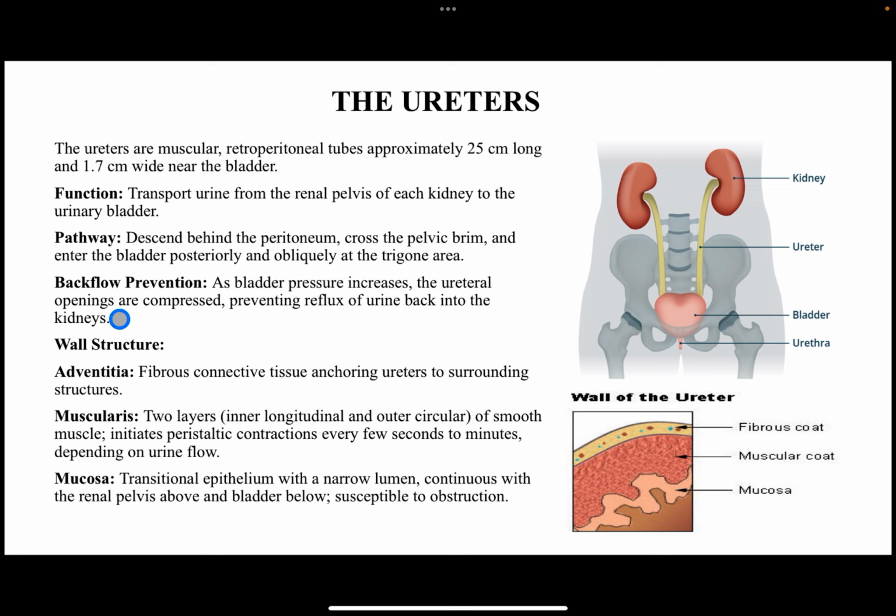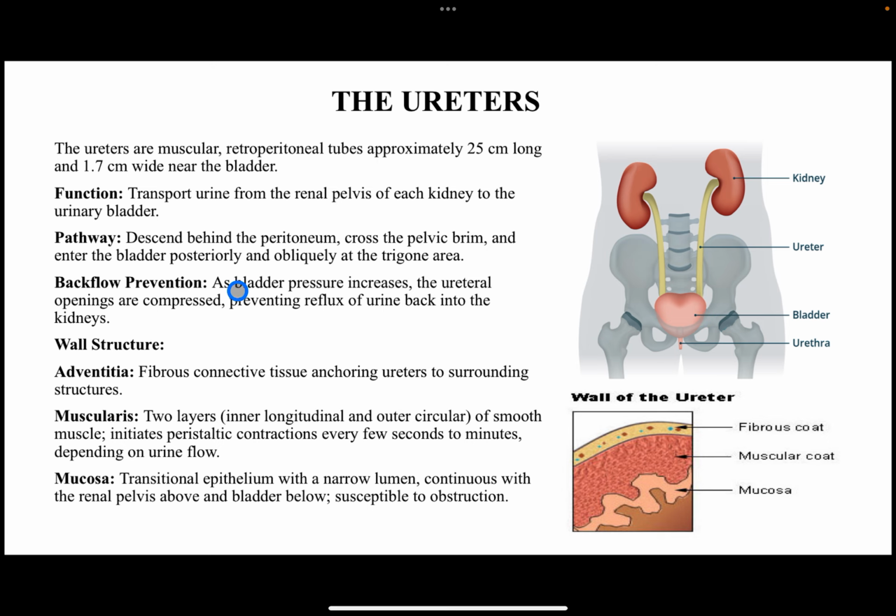Now, in terms of the pathway, it descends behind the peritoneum and crosses the pelvic brim. This is the pelvic brim. It crosses the pelvic brim and then enters the bladder posteriorly and obliquely at the trigon area. So we have the ureteric orifice over here, another ureteric orifice over here, and then the urethral orifice is also over here. These orifices, 1, 2, 3, form a triangular demarcation that we call the trigone of the bladder. We will look at that later on.